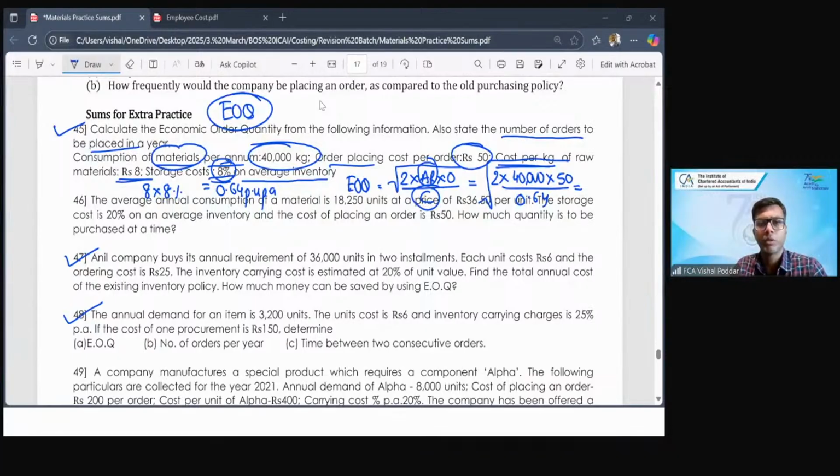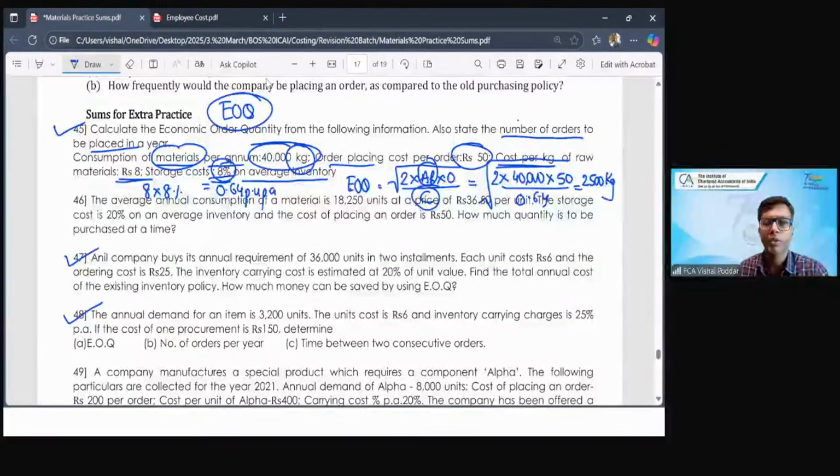Now, this 2,500, please don't only write 2,500, give the denomination. What is the denomination? Whether it is kgs, units, liters, or pieces, be specific, because 2,500 is just a number. It makes no sense unless you give the denomination. So it is kgs. So this is my EOQ.